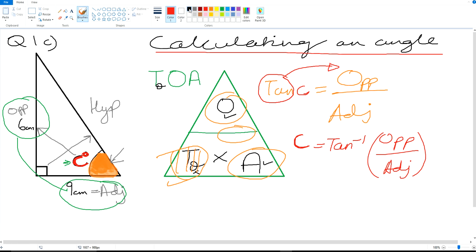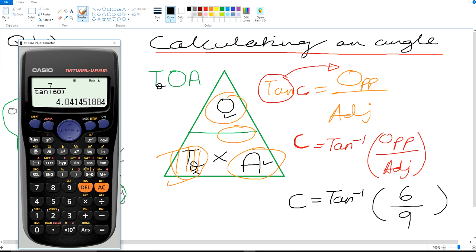What we need to do next is put in the values. So C is equal to tan to the minus 1, which is inverse tan. The opposite value is 6, so that goes on top. The adjacent value is 9, which goes on the bottom. And then we grab our trusty calculator. We type shift tan, so you should have tan to the minus 1 displayed on the calculator. It gives you a free bracket. Then you put the fraction button, 6, replay, 9, replay, and then close the bracket. And now what's on the calculator display matches what's on our page.